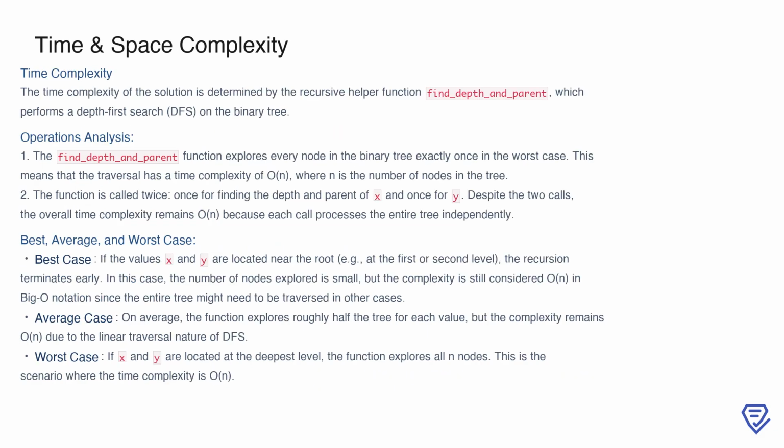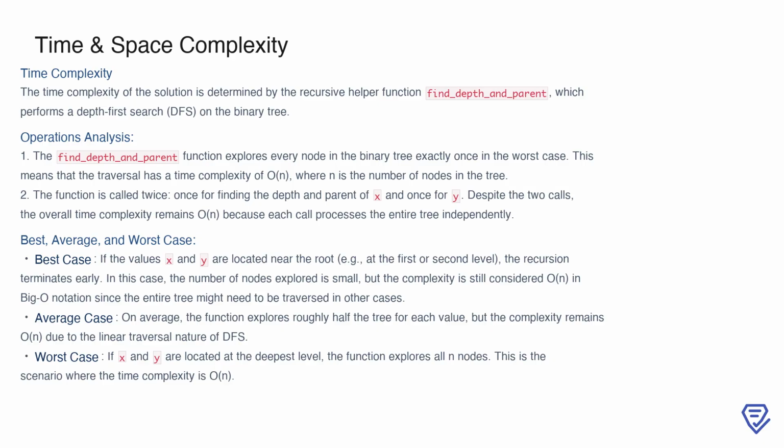The time complexity of this solution is primarily determined by the recursive function find_depth_n_parent, which uses a depth-first search or DFS approach to traverse the binary tree. This function explores each node of the tree exactly once, and in the worst case, it will traverse the entire tree, making the time complexity n, where n is the total number of nodes. Since we call this function twice, once for each target node, x and y, you might think the complexity doubles. However, big O notation simplifies this to n, as constants are ignored.